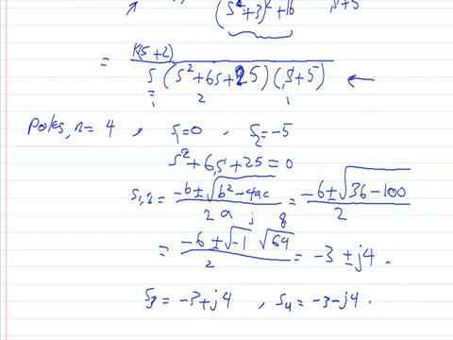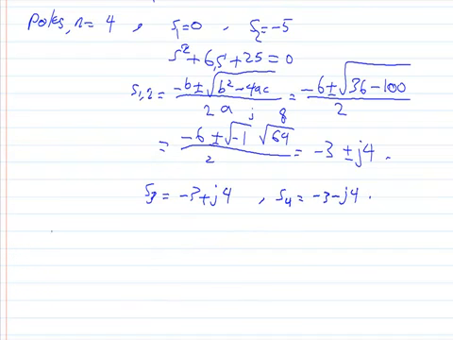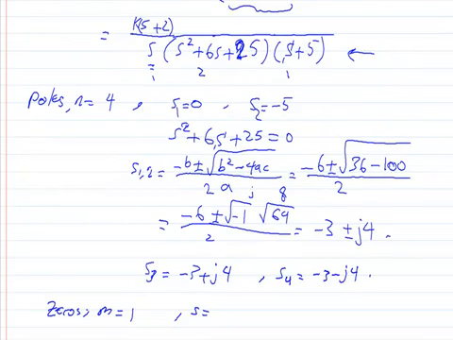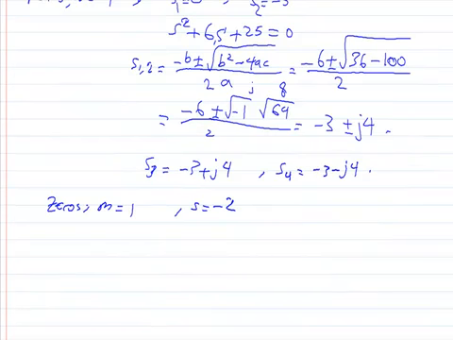What about the zero that will make the numerator 0? Zeros, which is m equal to 1, it's s equal to minus 2, I think. Yeah, it's s equal to minus 2. We finished step number 1. Step number 2 in root locus construction, we find the number of root locus.